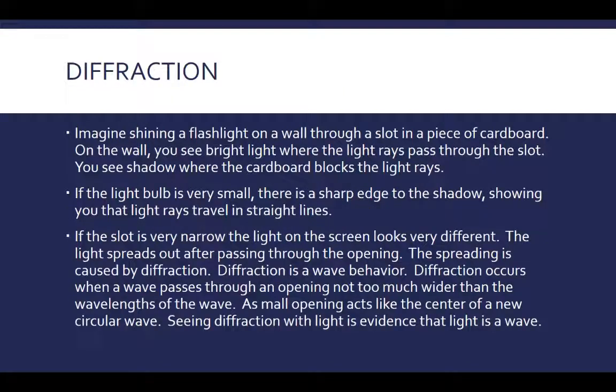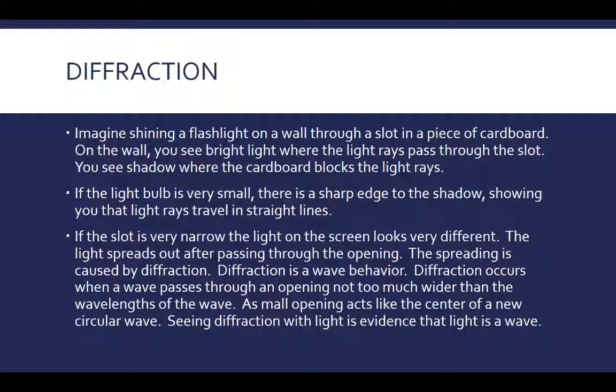So what exactly is diffraction? Imagine shining a flashlight on a wall through a slot in a piece of cardboard. On the wall, you see bright light where the light rays pass through the slot, and shadow where the cardboard blocks the light rays. If the bulb is very small, there's a sharp edge to the shadow, showing that light rays travel in straight lines. But if the slot is very narrow, the light on the screen looks a little different. The light starts to spread out after passing through the opening.